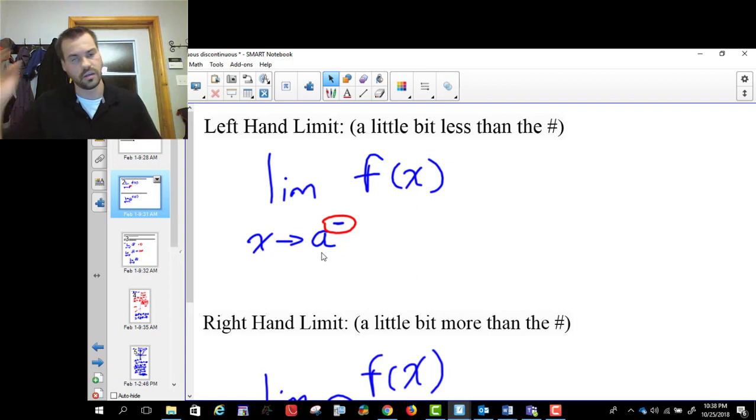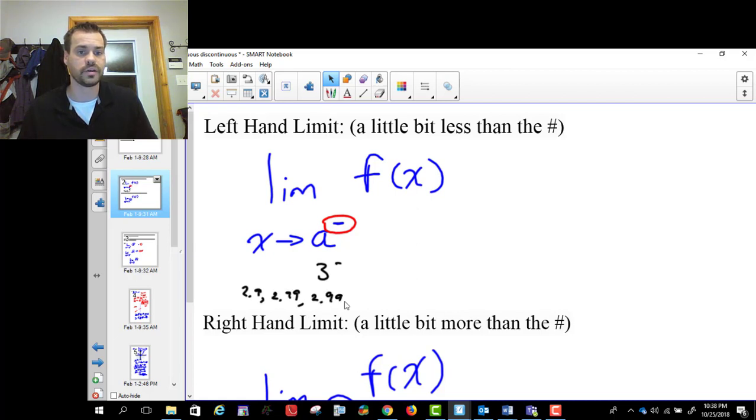If that number is 3, then a from the negative direction just means 3 from the negative direction, which could be 2.9, 2.99, and then 2.999. And as you get closer and closer to 3, you're coming in from the negative direction. So it doesn't necessarily imply that it's negative. It just means it's less.